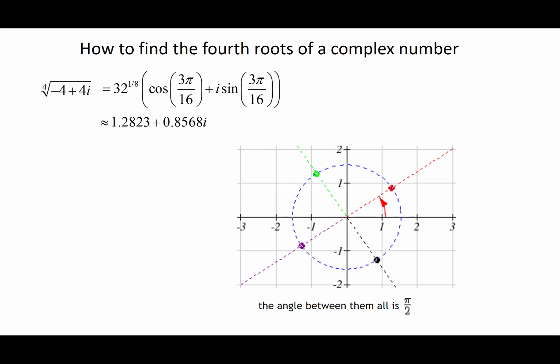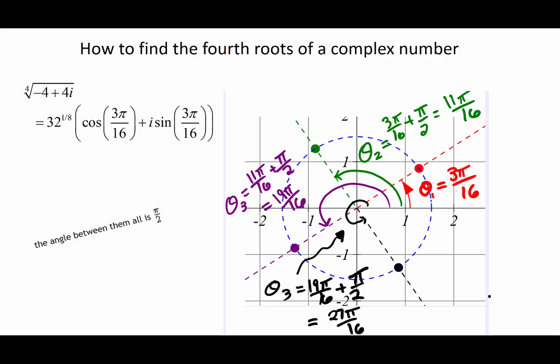All right, so let's start with a fresh picture. We know that all the angles between them are pi halves, and all we've got to do then is just add pi halves, right? We know that this first angle is 3 pi 16ths, so we add pi halves to that and we get the green angle. And do it again, and do it again, and we get all the different angles. And so notice all our angles are here for the re to the i thetas. We have 4 different angles now.